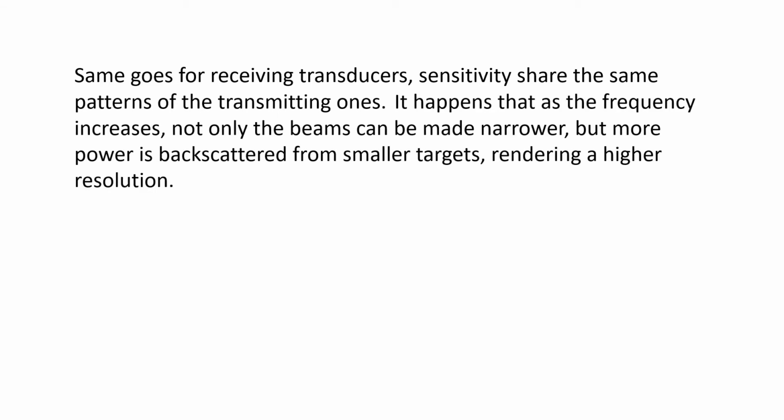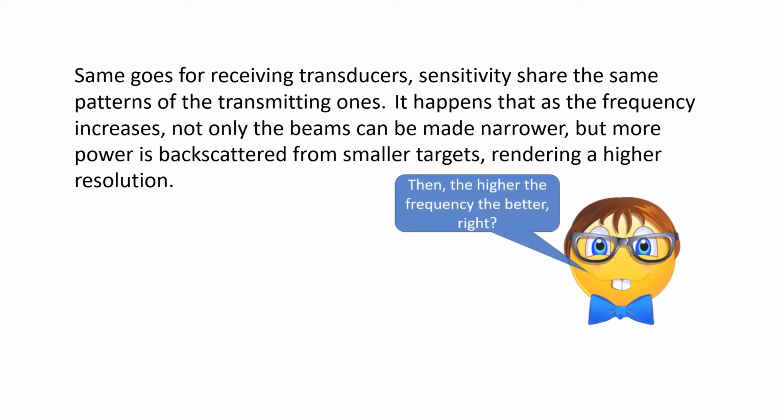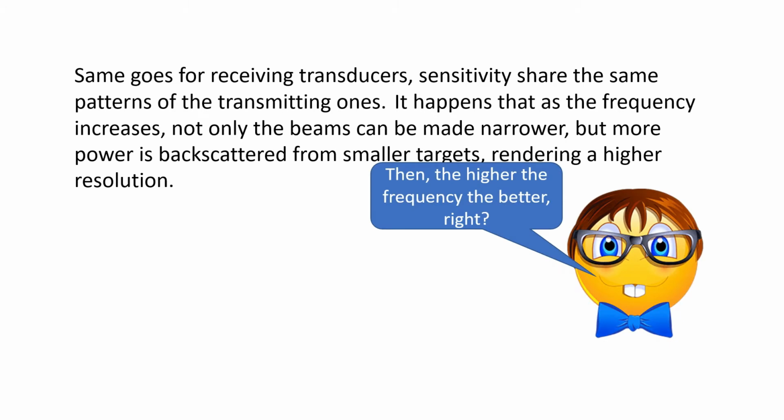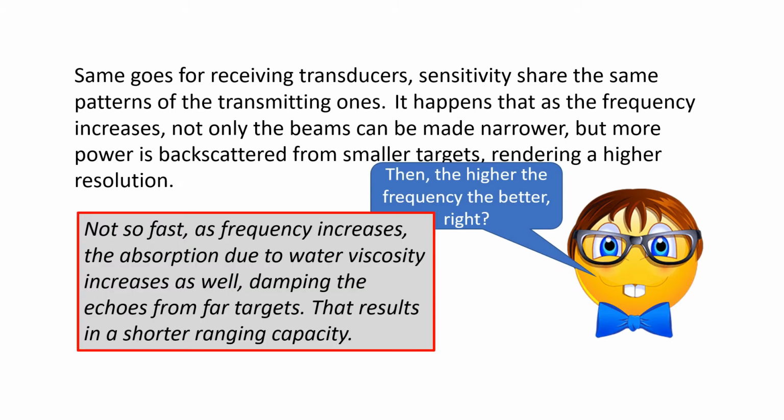It happens that as the frequency increases, not only the beams can be made narrower, but more power is backscattered from smaller targets, rendering a higher resolution. Then the higher the frequency, the better, right? Not so fast. As frequency increases, the absorption due to water viscosity increases as well, damping the echoes from far targets. That results in a shorter ranging capacity.